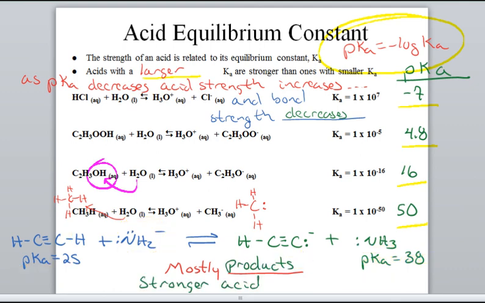The side that has the stronger components, the other side will be mostly the other side at equilibrium. As pKa decreases, the strength of the acid increases. The stronger acid is on the reactant side, so it's mostly products at equilibrium.